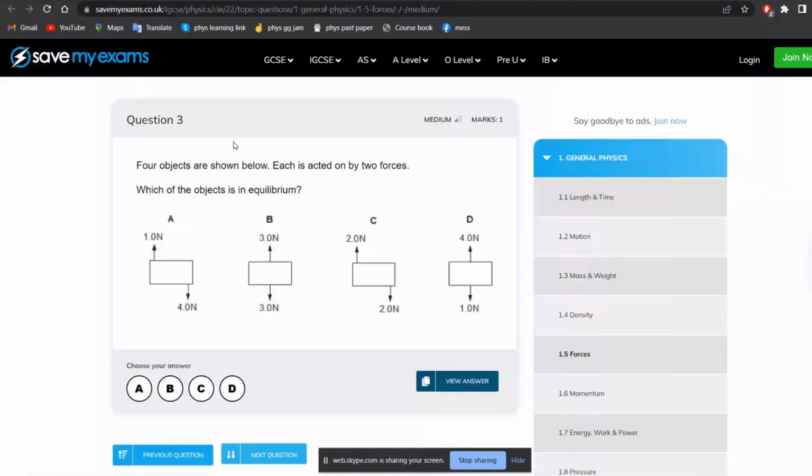Four objects are shown below. Each is acted on by two forces, and the object is in equilibrium.